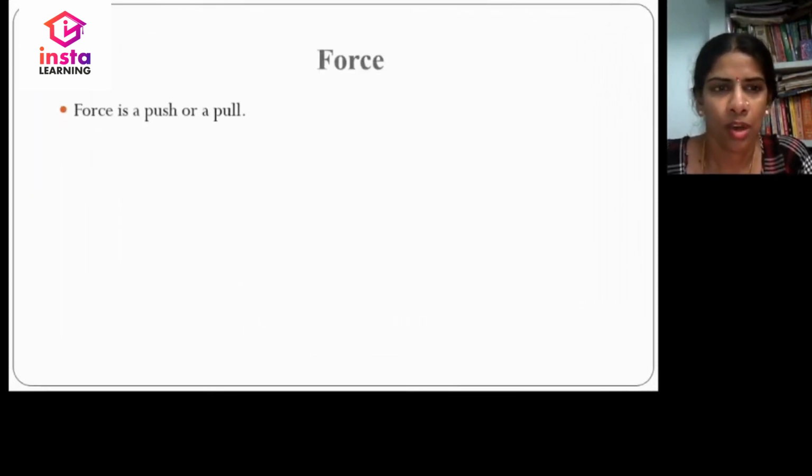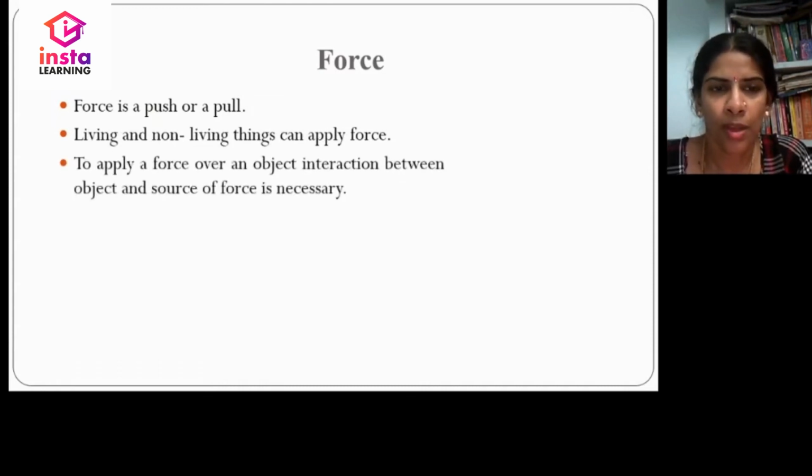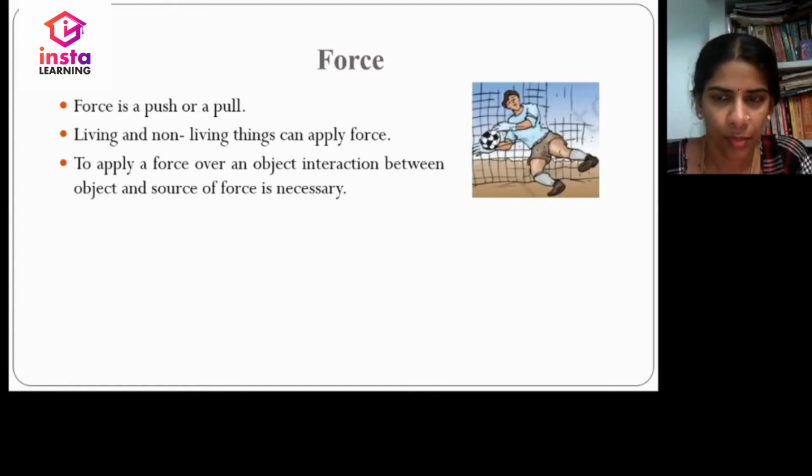Force. Force is a push or a pull. Living and non-living things can apply force. To apply a force over an object, interaction between the object and the source of force is necessary. In the picture, the ball and the boy have interaction.